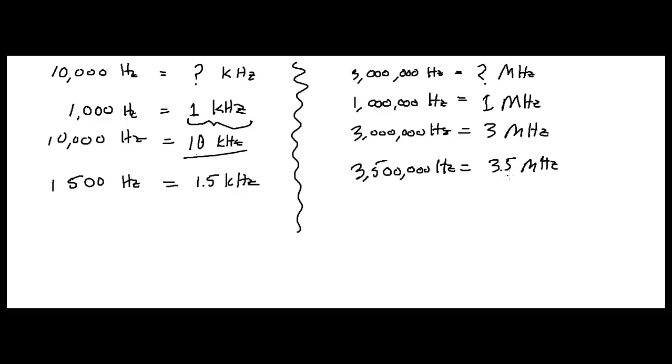Right? Now, remember, this M is a capital M. That right there equals a million, right? So 3.5 times a million is, well, 3.5 million, right? It's the same thing over here. This K equals 1,000. All right? So this is 1.5 times 1,000. It's going to give you your cycles per second, or your hertz, and that's what we have right there.